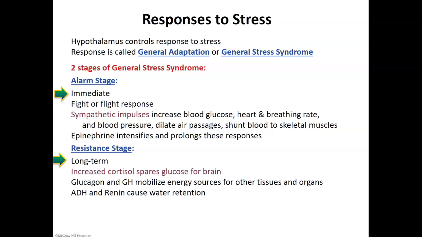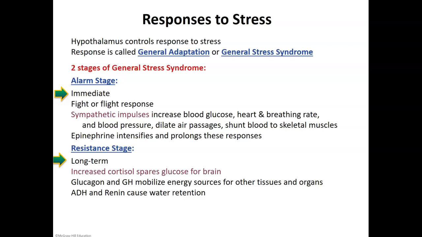Well then, if after the alarm stage, let's say the stress is continuous. Let's say it's not just a tiger chasing you and you got to safety. Maybe it's long-term life stress. Maybe it's psychological stress. Well, what happens then if you're feeling stress on an every single day basis? Well, you're going to have an increased cortisol level in your life. And it's going to spare glucose for the brain and deprive glucose the rest of your body.